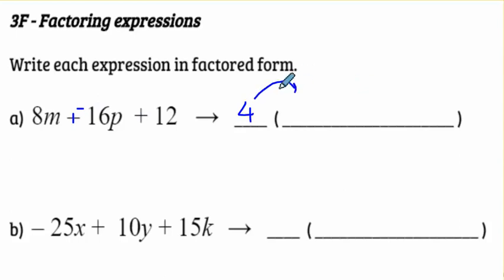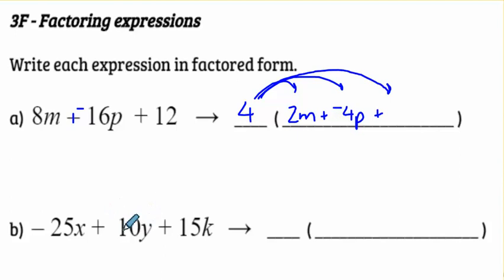And then I'm basically asking myself, what three terms do I need inside these parentheses so that when I multiply them by 4, I get these three terms? So 4 times what would give us 8m? That would be 2m. And then the middle term, we have a plus and then a negative 16. So what am I going to need to multiply by 4 to give me a negative 16p? That would be a negative 4p. And then what number am I going to multiply 4 by to get to 12? And of course that would be 3.